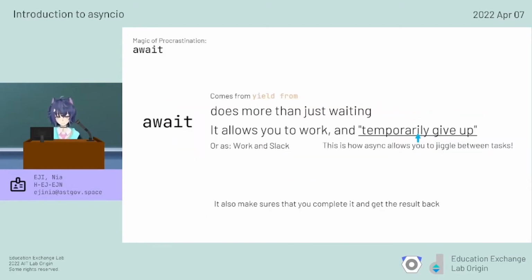Despite its name, await does more than just waiting. It allows you to work a bit and temporarily give up the task and come back to it later. I would like to give it another better name, that is work and slack. But you work a bit and slack off and do something else and come back to it later. Await also has a side effect. It makes sure that you complete the task and get a result back.